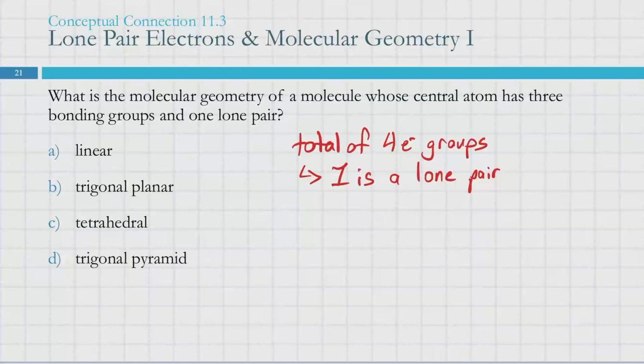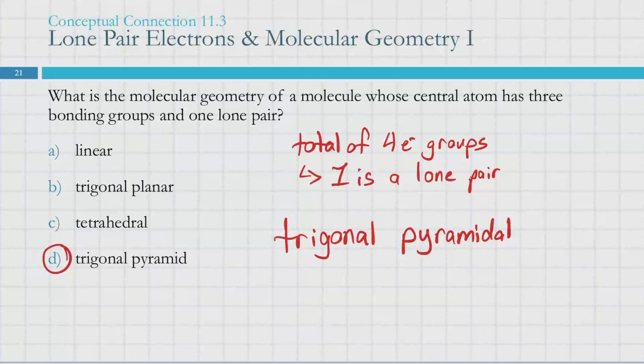We've got 3 groups now, so it's trigonal. Flat? Not flat, right? Because flat would be up here. Not flat, because it's back there. So this would be trigonal pyramid, or pyramidal.